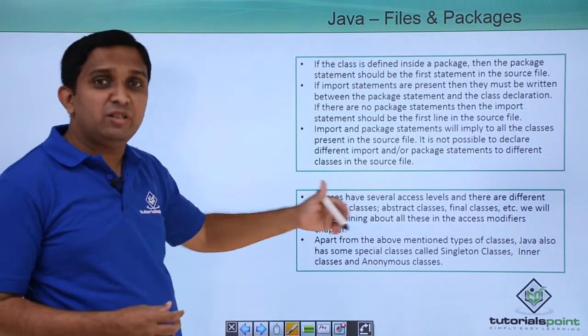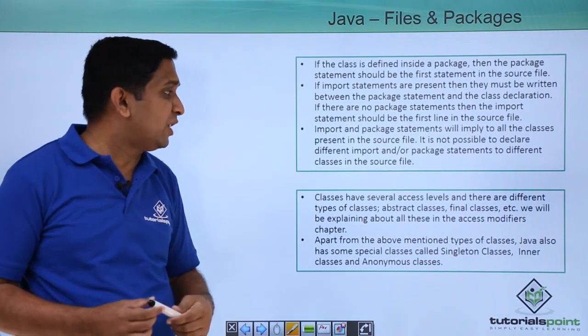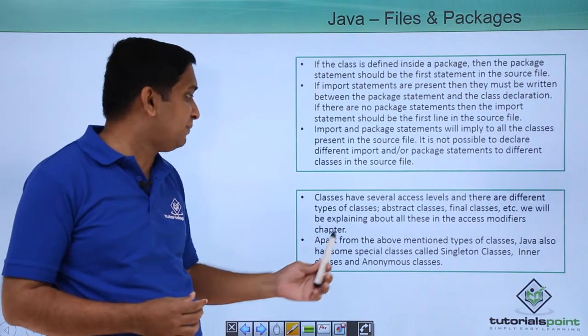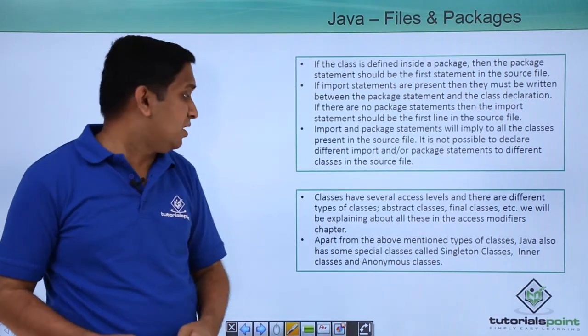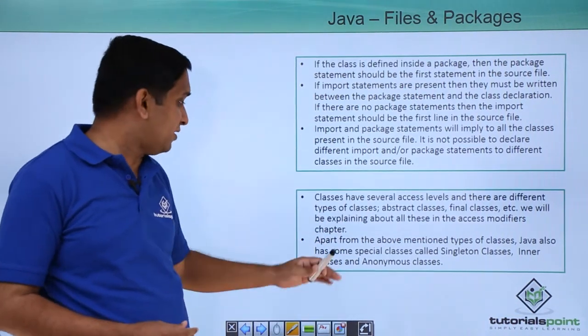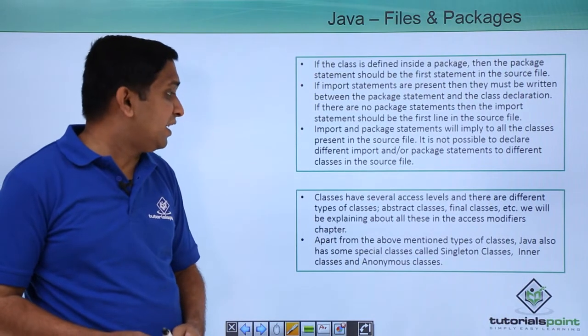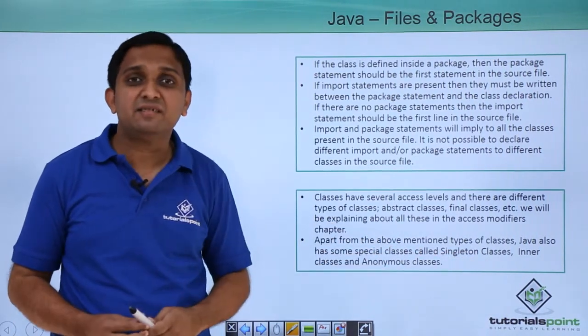Now in the next part of the slide, they have mentioned that classes have several access levels and there are different types of classes, like abstract classes, final classes, etc. These classes are explained in separate chapters. Apart from that, there are a few classes like singleton classes and inner classes.